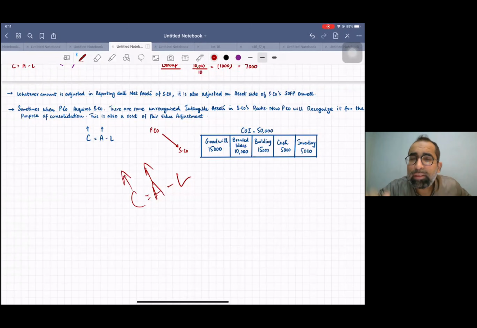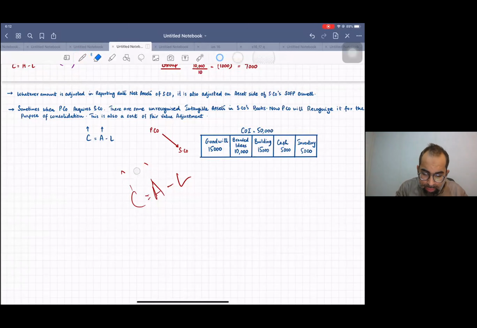Sometimes in fair value adjustments, you see the fair value adjustments of brands, customer lists, intangible assets. So get ready, you have to face it. One more thing: the formula for calculation of goodwill is COI, cost of investment, less fair value of net assets.